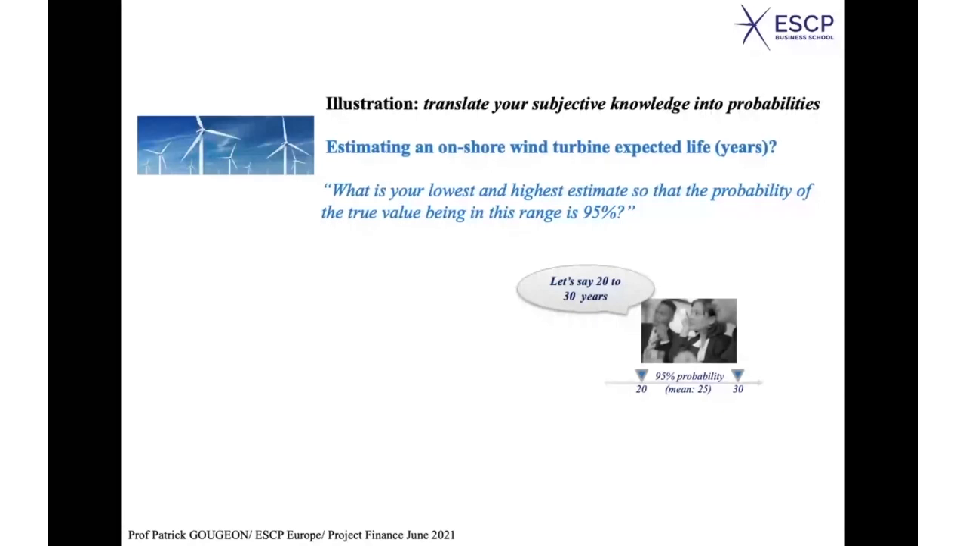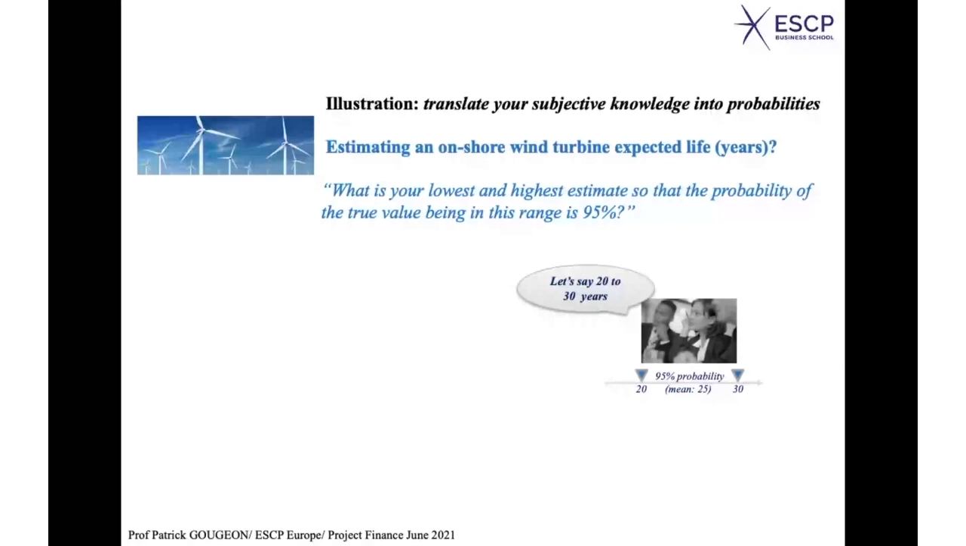Indeed, you can be out of the range. In fact, it may happen. It may happen, but your estimate implicitly is that the probability of this occurring would be only 5%, 2.5% on each side, because you have 95% probability in the range between 20 and 30.